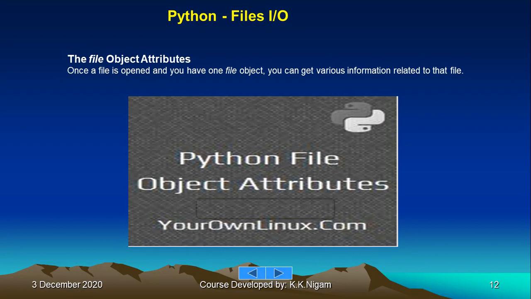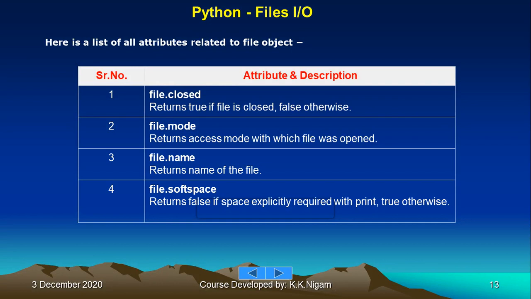The file object's attributes. Once a file is opened and you have a file object, you can get various information related to that file. The list of the attributes related to that object is like file.closed, which returns true if the file is closed and false otherwise. File.mode returns the access mode with which the file was opened. File.name returns the name of the file.